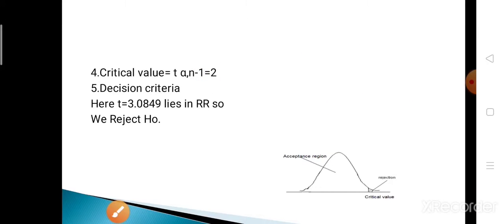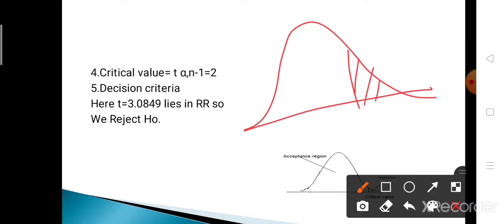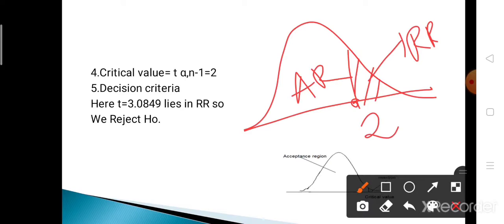So the decision criteria: the given test is a one-sided right test, so only one rejection region is there, on the right side. This is the rejection region and this one is the acceptance region, and this point is the positive table value, which is 2. Now this t, the test statistic value 3.0849, lies in which region? 3.0849 is greater than 2, so it lies in the rejection region, so we reject H0.